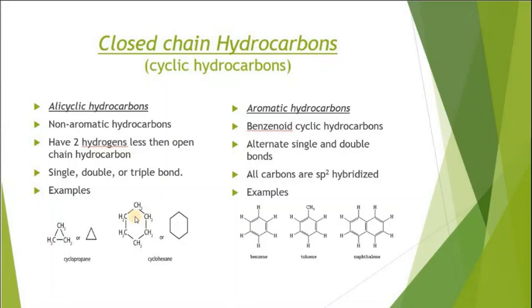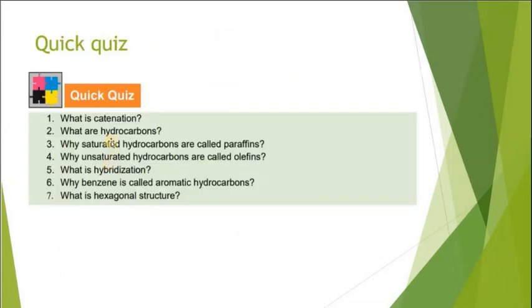I hope you have understood well about various types of hydrocarbons. Now comes a quick quiz which is given in your books, and it includes some short questions: what is catenation, what are hydrocarbons, why saturated hydrocarbons are called paraffins, why unsaturated hydrocarbons are called olefins, what is hybridization, why benzene is called aromatic hydrocarbon, and what is a hexagonal structure. You can find the answers to all these questions from this lecture. Go through the lecture again and again. You would get to know the answers. These are short answers which should comprise 3 to 5 lines only, and you have to do it by yourself.